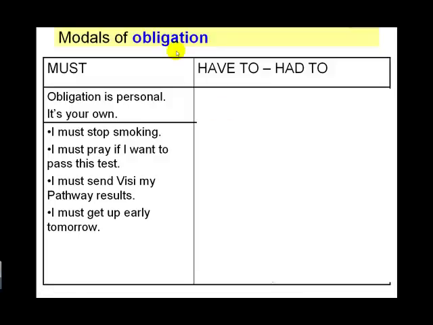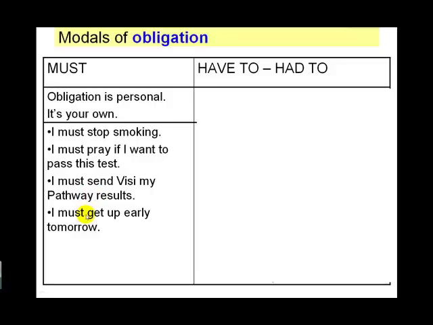Next is the modals of obligation. Basically, obligation is with must and with have to, or had to in the past. Had to is the past of must. This is the difference. Must is a personal obligation. It starts with you. If you say I must stop smoking, it's because you have decided that. I must pray if I want to pass this test, you have decided. I must send this in my pathway results, you know you have to do that. And I must get up early tomorrow, the same.